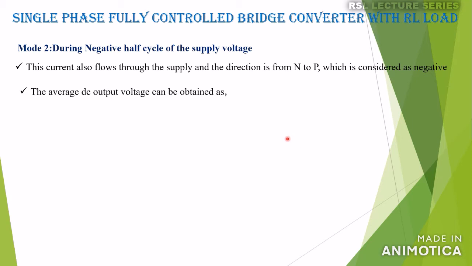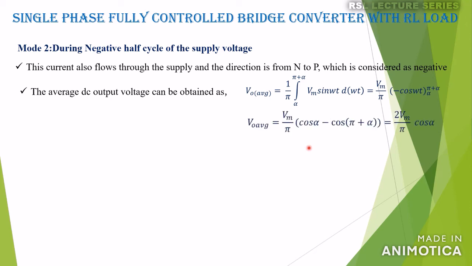So now the load voltage will appear across the load from alpha to pi plus alpha. So we can derive V naught average is equal to 1 by pi integral alpha to pi plus alpha Vm sin omega t d omega t. So Vm is taken outside. So Vm by pi integral of sin omega t will give us minus cos omega t over the limits alpha to pi plus alpha.